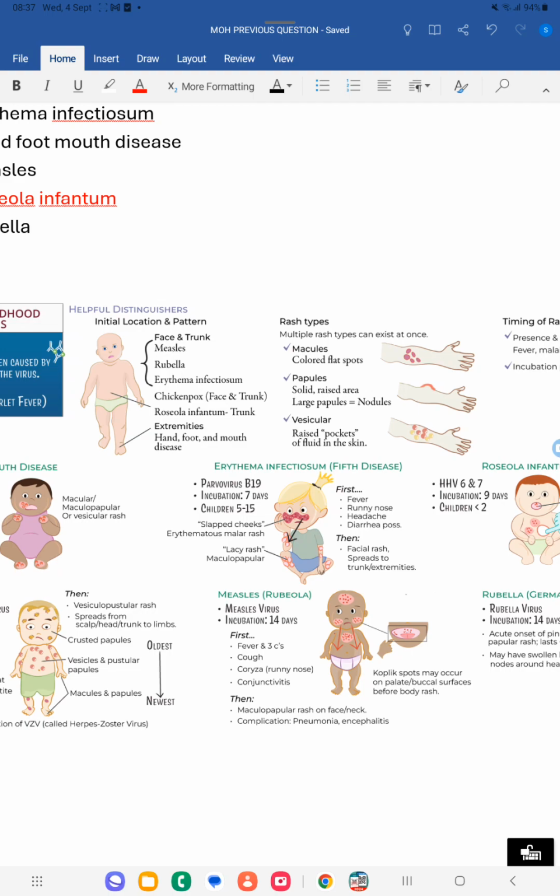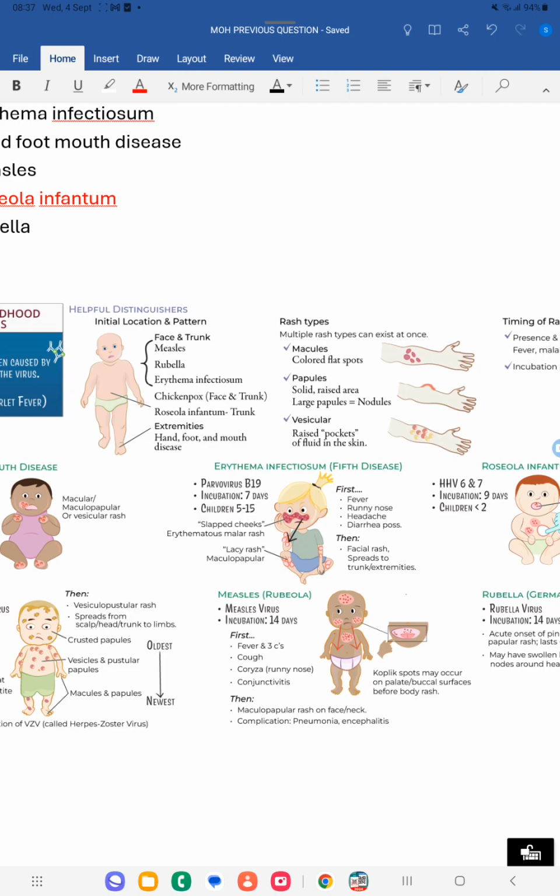Then measles, otherwise known as rubeola. The virus is the measles virus. Incubation period is 14 days. Here you get fever and then cough, coryza and conjunctivitis. Simultaneously you get all these symptoms: cough, coryza, conjunctivitis.